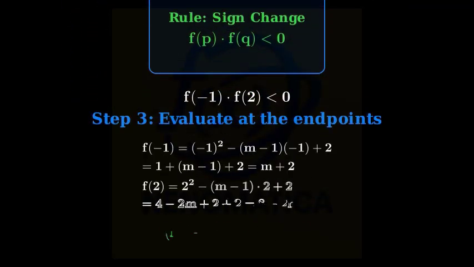Step 3. Compute the endpoint values. F of -1 equals -1 squared minus, open parenthesis, m minus 1, close parenthesis times -1 plus 2, which simplifies to m plus 2. F of 2 equals 2 squared minus 2 times, open parenthesis, m minus 1, close parenthesis, plus 2, which simplifies to 8 minus 2m. So the product condition becomes, open parenthesis, m plus 2, close parenthesis, times, open parenthesis, 8 minus 2m, close parenthesis, is less than 0.